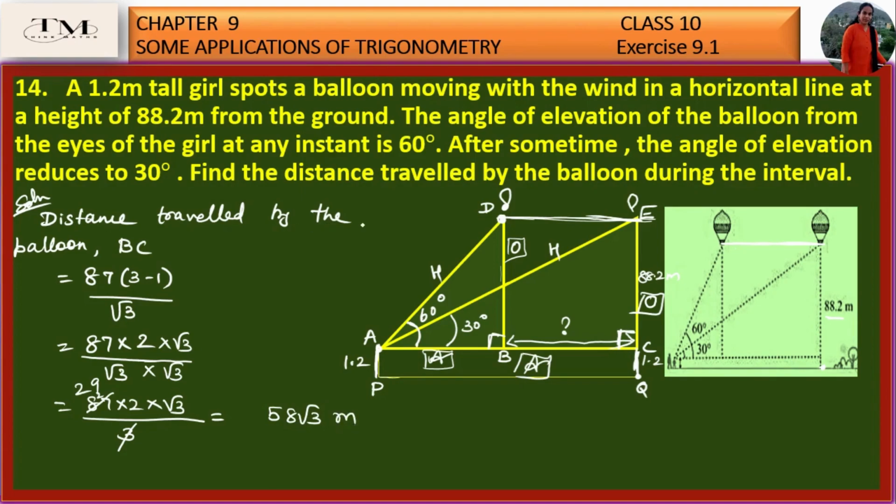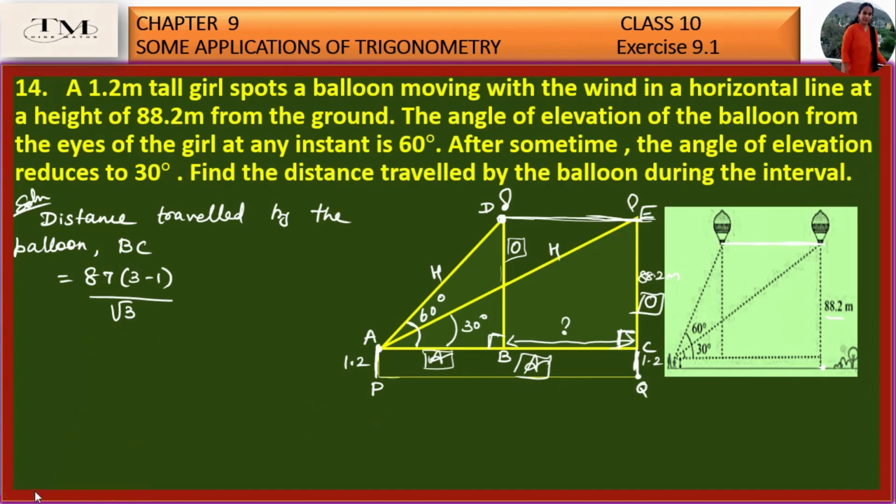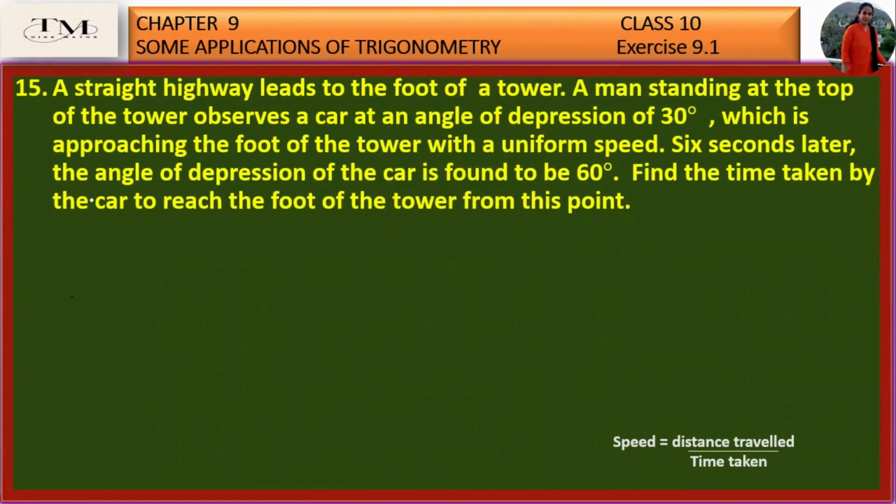That is the distance traveled by the balloon, BC, which is equal to 58 root 3 meters. Okay children, I hope you can understand this problem. So, moving on to the last problem of this chapter, the 15th one.